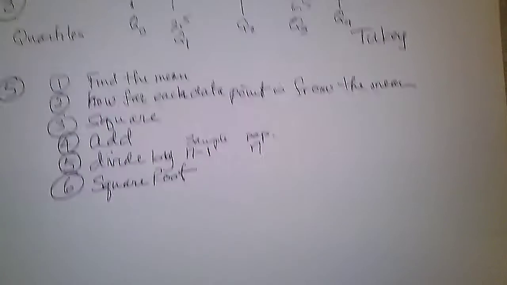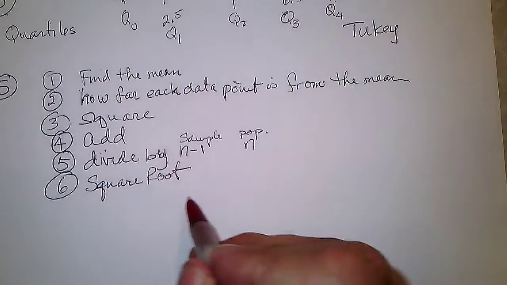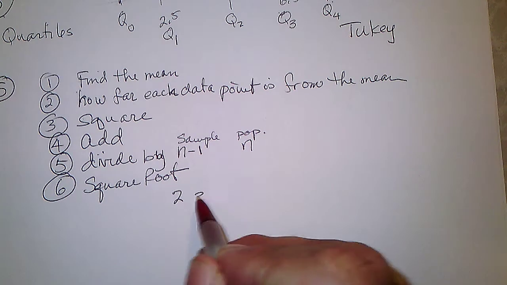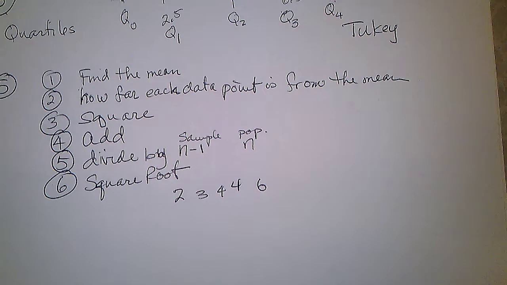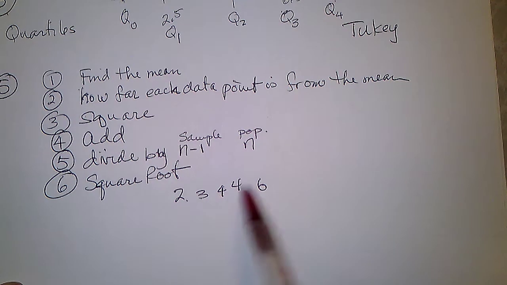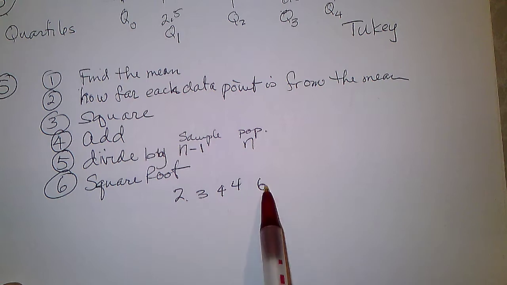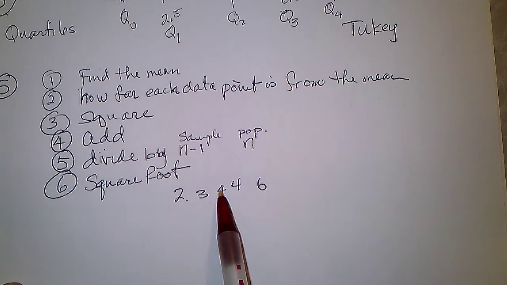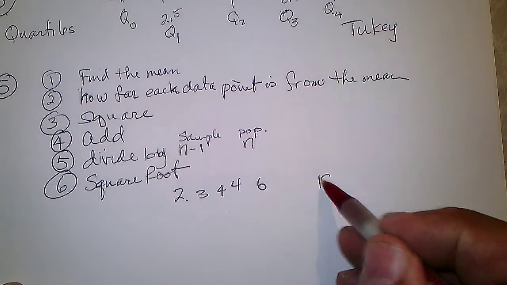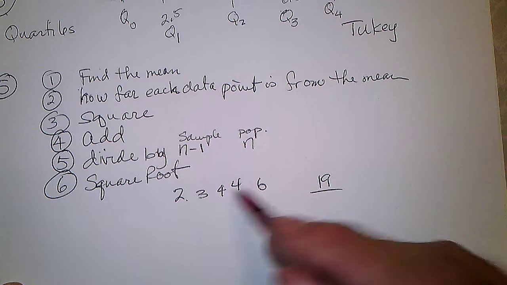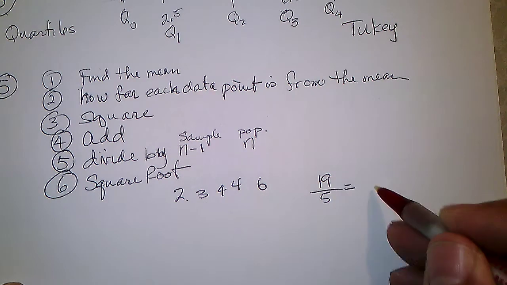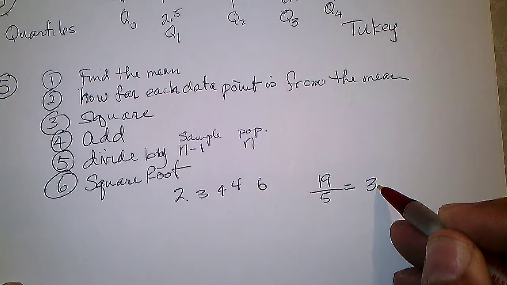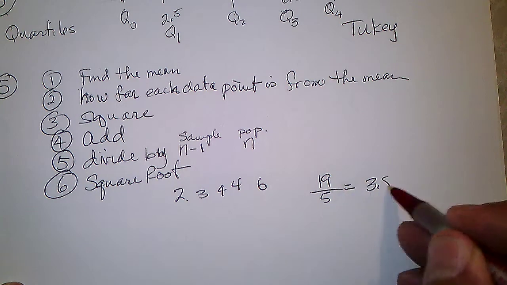Okay, so they said now do this for this sample. They said we have 2, 3, 4, 4, and 6. There's 1, 2, 3, 4, 5 numbers. We add them up. 6 and 4 is 10. 2, 3, and 4 is 9. So we got 19 divided by 5 numbers. So the mean is 3.8.